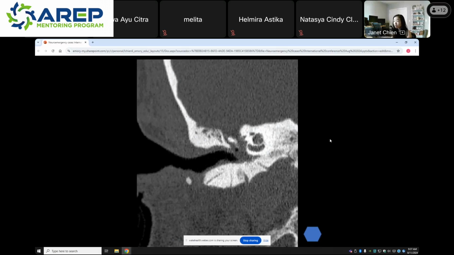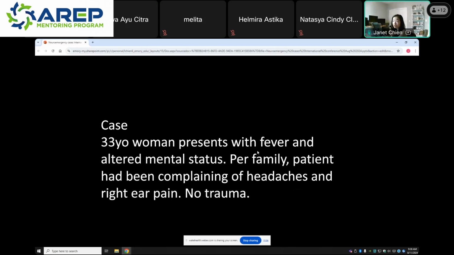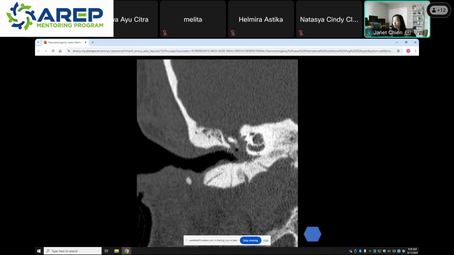There's something going on. Yeah. So there's abnormal erosion of the tegmen tympani. Absolutely. And why do you think there's erosion there? Right, there's abnormal middle ear and mastoid opacification, and there's erosion of the tegmen in a patient with fever and ear pain. What would you be worried about?